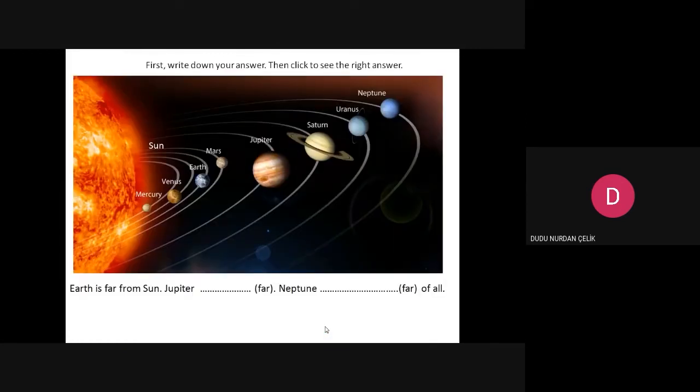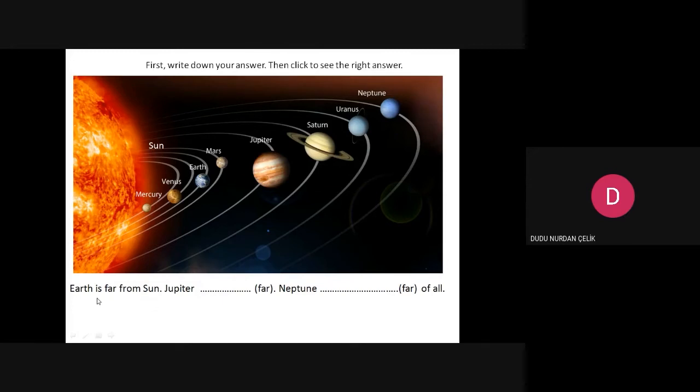Okay. I gave you an example about the planets. Now let's see all of the planets here. First, write down your answer, then click to see the right answer. Look at this picture first, please. Mercury, Venus, Earth, Mars, Jupiter, Saturn, Uranus, and Neptune.